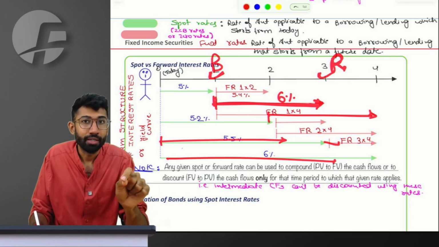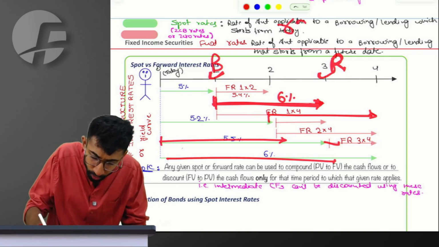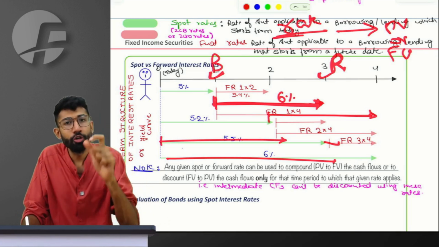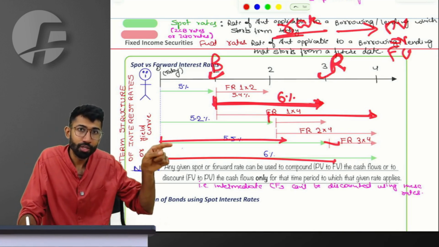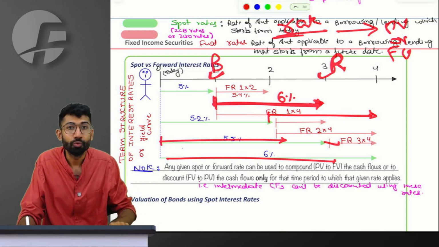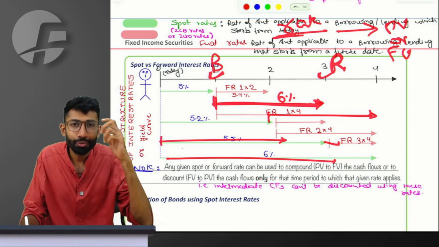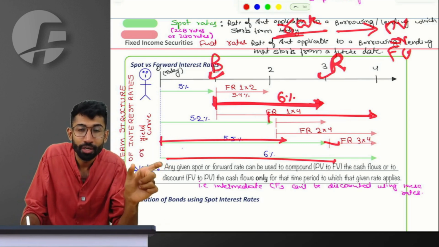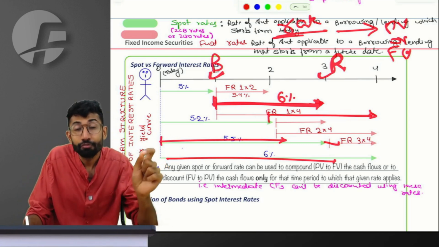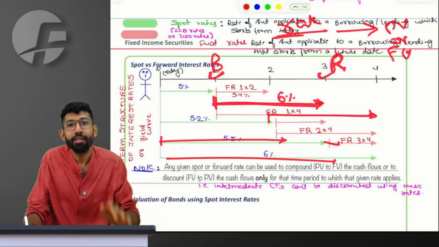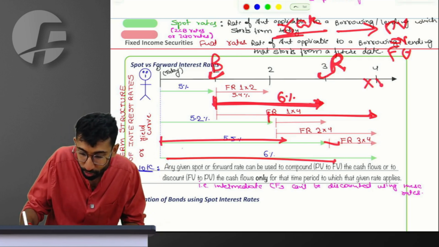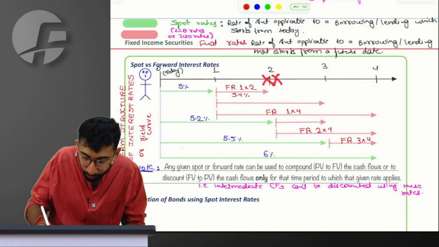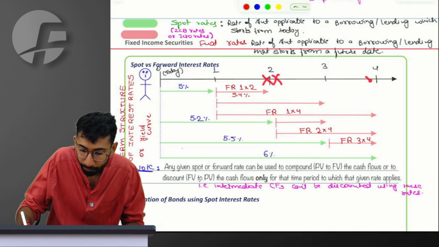The most important line, which means if you want to use any rate to do PV or FV, if you want to use any rate for the purpose of discounting a cash flow or compounding a cash flow, you have to realize that for the purpose of that discounting or compounding, use only that rate which belongs to that particular period. Which means, imagine I have a cash flow at the end of fourth year.